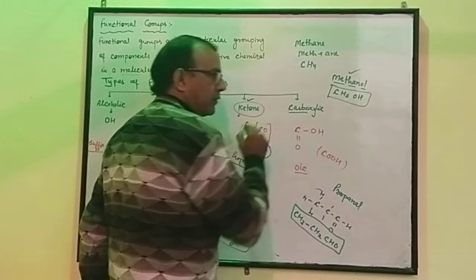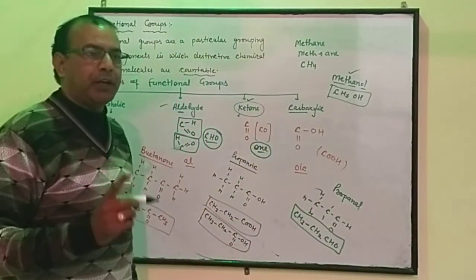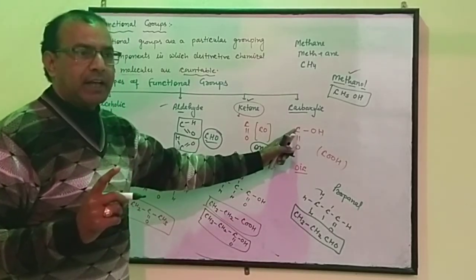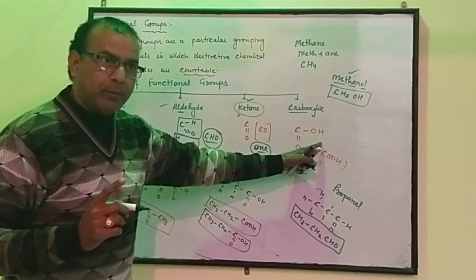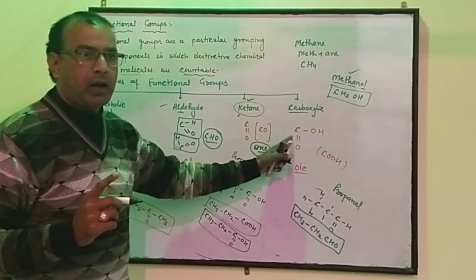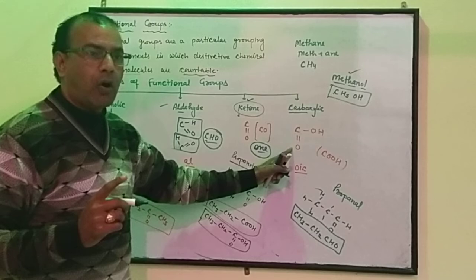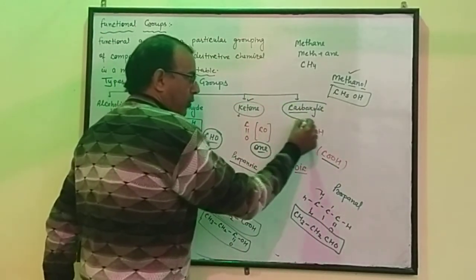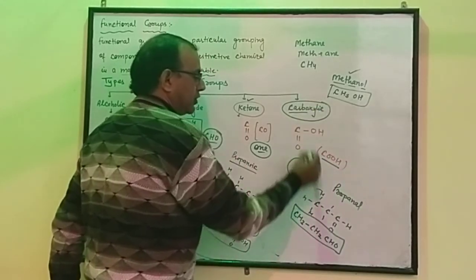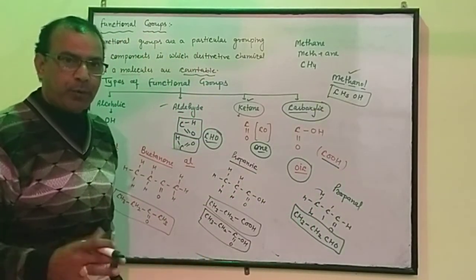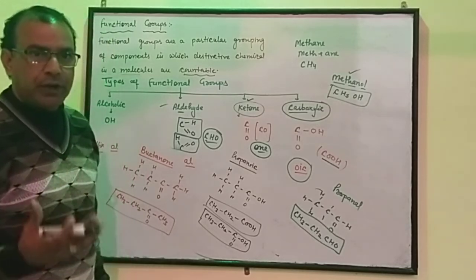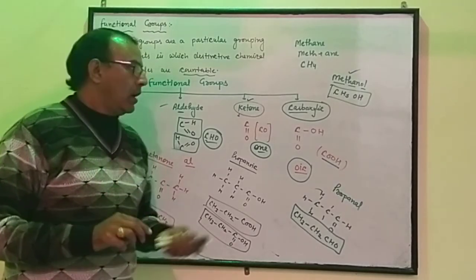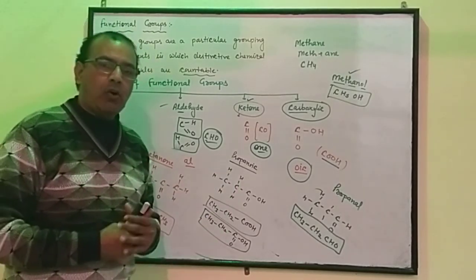And carboxylic functional group, the functional group in which the hydrocarbon compound's last C is attached on one side with OH single covalent bond and on the other side with a double covalent bond with oxygen. It means COOH. Then that is called carboxylic functional group and its suffix is oic: ethanoic, propanoic, methanoic, butanoic, pentanoic. Such like this one. Clear? In the next part we will discuss nomenclature as well as homologous series.